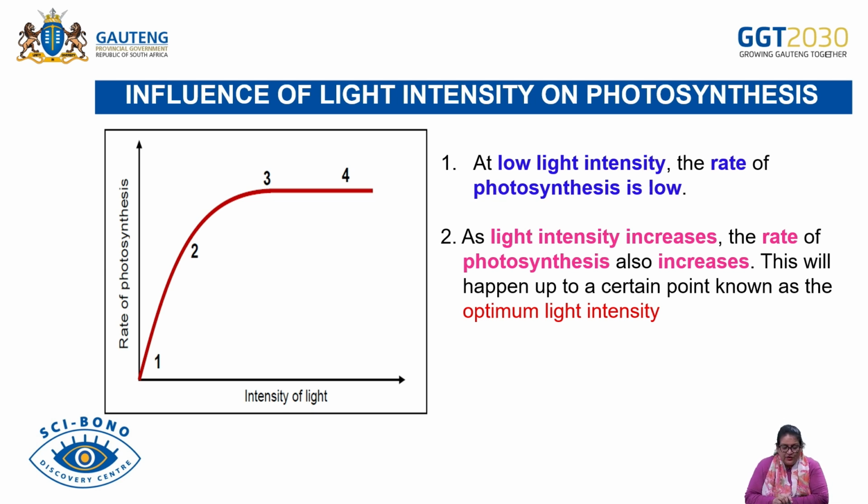Right. So now we're going to look at the influence of light intensity on photosynthesis. Now you're not going to just learn words, you're going to look at the graph. And learners, one important thing that you need to know or analyze from a graph is what is my x-axis and what is my y-axis. Remember, a graph has a vertical line, we call that the y-axis, and your horizontal line, we call that the x-axis.